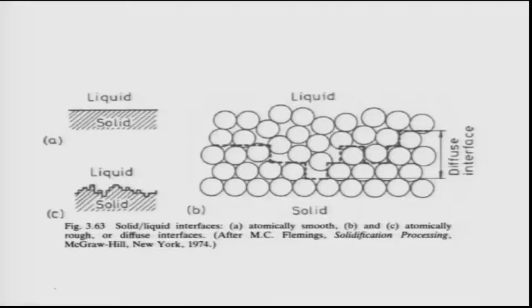We have been discussing the different types of growth modes during solid to liquid transformations. Just a recap of the discussion from the last class: the solid-liquid interface can be of two different types. One can be atomically smooth, the other can be atomically rough. So depending on the type of interface, the growth modes will change.